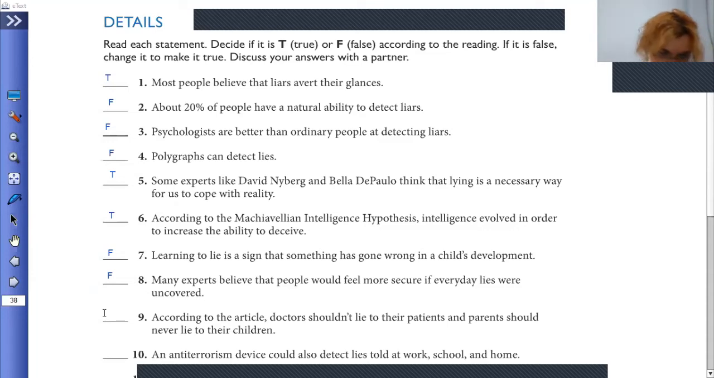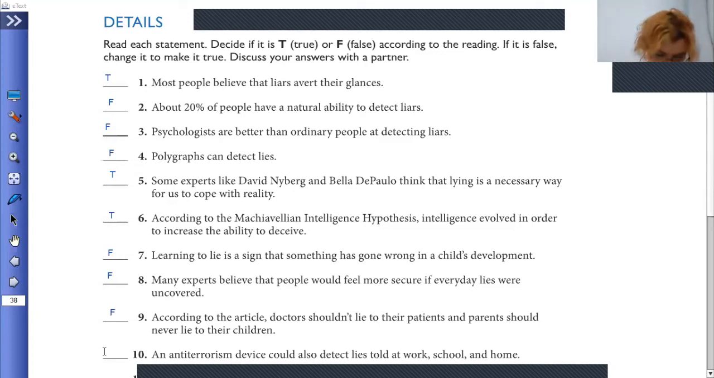Okay, I go to Gu. Yes, miss. Can you do number 9 and 10? Yes. According to the article, doctors shouldn't lie to their patients and parents should never lie to their children. According to the article, yeah? It's true. The article actually says that, didn't say that. The article actually advocates that certain lies are important to protect. That's what the article says.